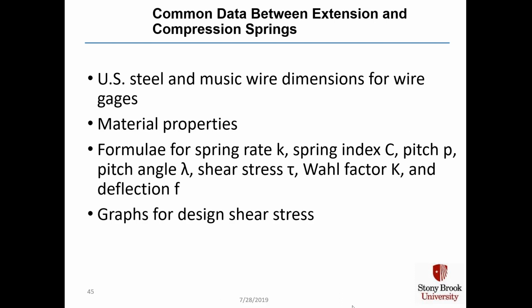There is a good deal of common data between extension and compression springs. The U.S. steel and music wire dimensions for wire gauges, the material properties, the formula for spring rate K, spring index C, pitch P, pitch angle lambda, shear stress tau, wall factor K, and deflection F. And the graphs for design shear stress are common too. So we won't go over that information for extension springs. We'll just focus on the unique information for extension springs that is not found in compression springs.